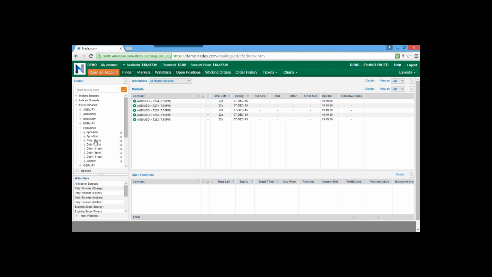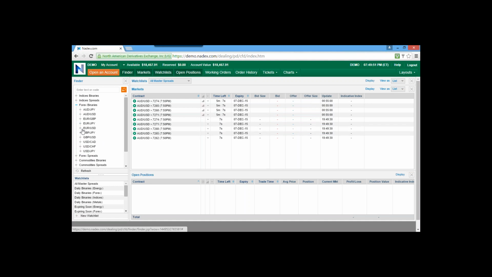We've got daily binaries that go way out, 3 a.m., 7 a.m., 11, right now all the way out to 3 p.m. tomorrow. And then there's weekly binaries that expire at the end of the week. There's all kinds of different binaries to choose from.